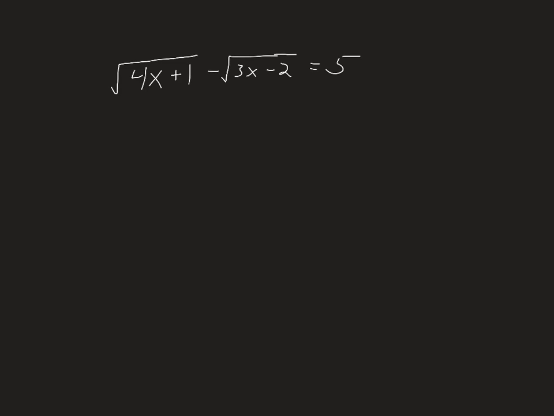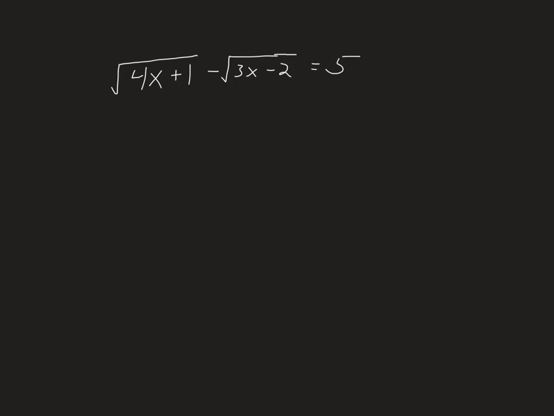So the issue here is that if we tried to square both sides, squaring this thing would be extremely messy. You would get inner terms that would not cancel out. The radicals would cancel out, but it's just going to be too messy to do that.